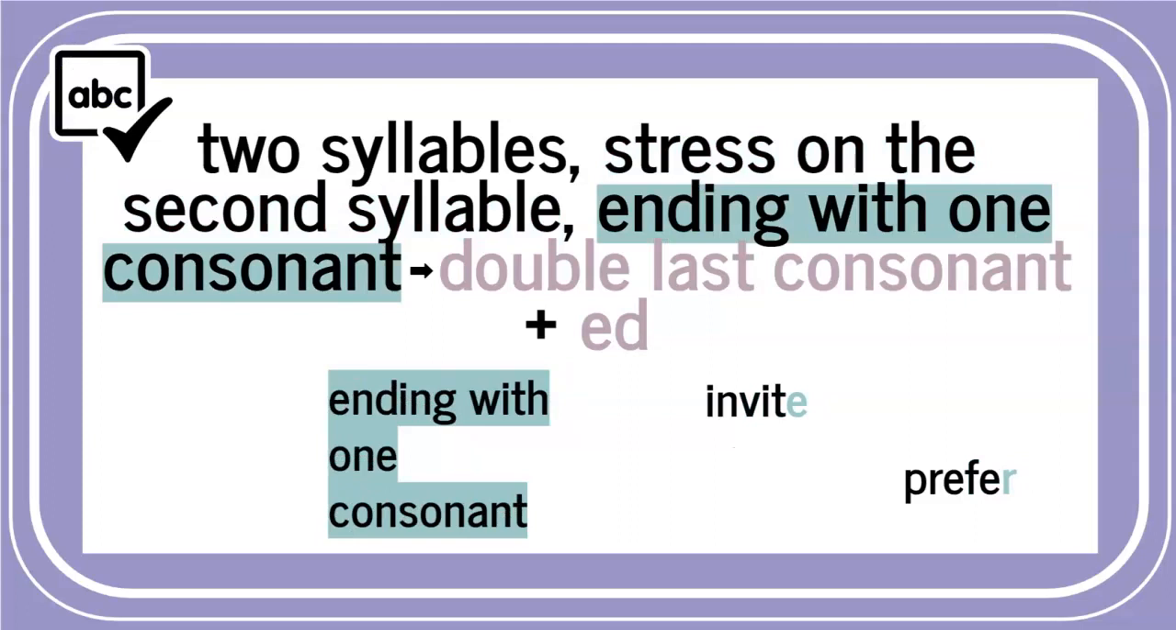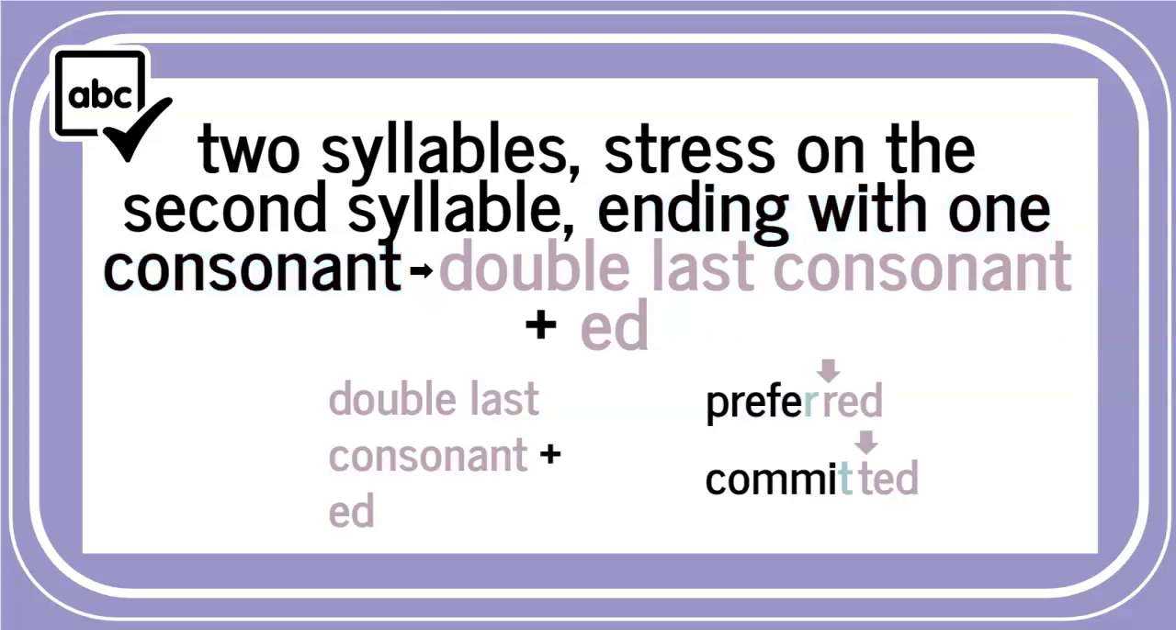All right. Last part. Ending with 1 consonant. So let's look at the last letters. Invite, the last letter is an E. This is a vowel. So, not this word. Prefer is an R, just 1 consonant, just the letter R. So, this one is okay.